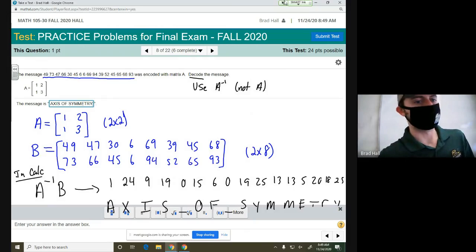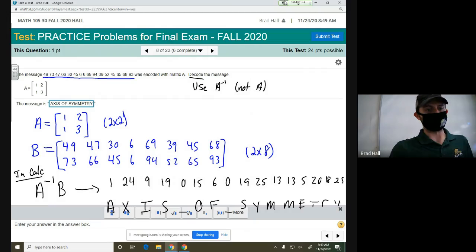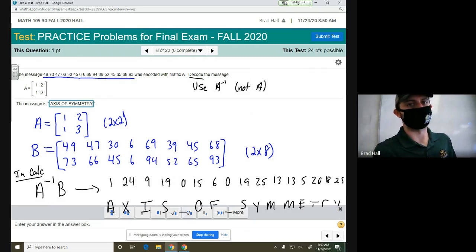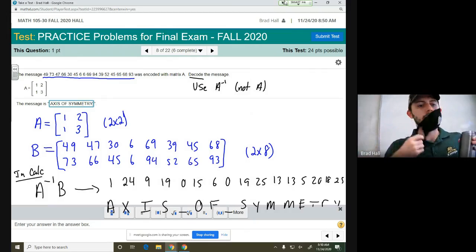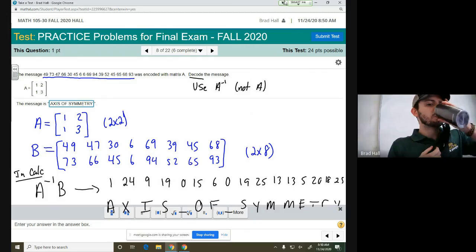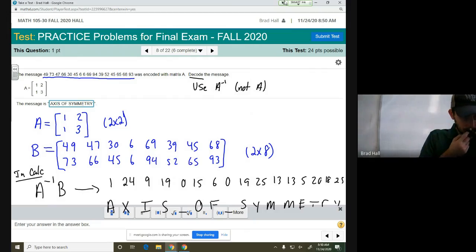Axis of symmetry. And if for some reason you type it in lowercase letters and it marks it wrong, I could just go right behind and mark it right. It's not a big deal. If you put it in lowercase or uppercase, this is good enough. I'll just go right behind and give you the points back. So does anyone have any questions before we move on?